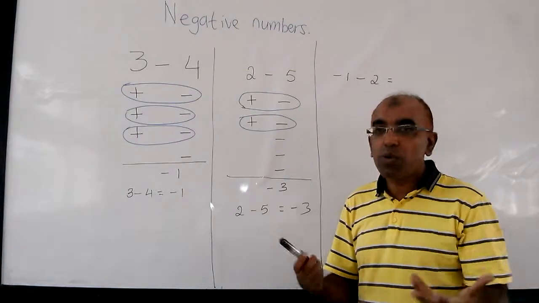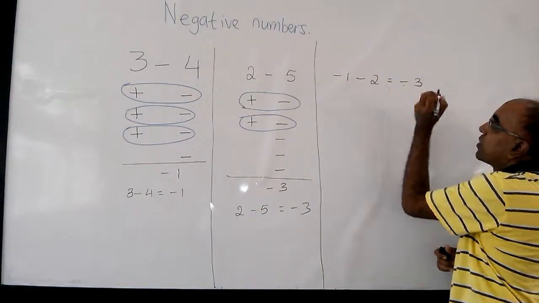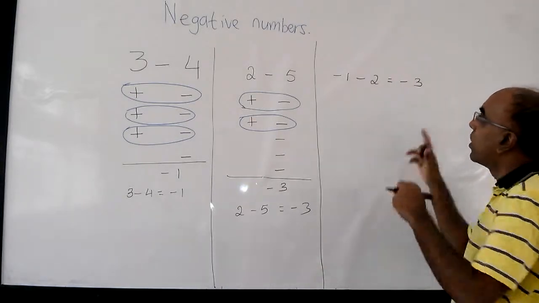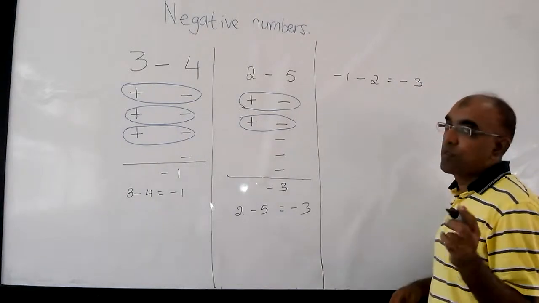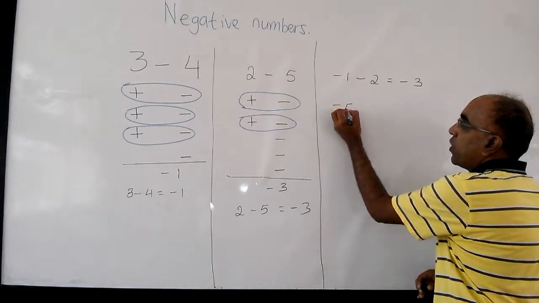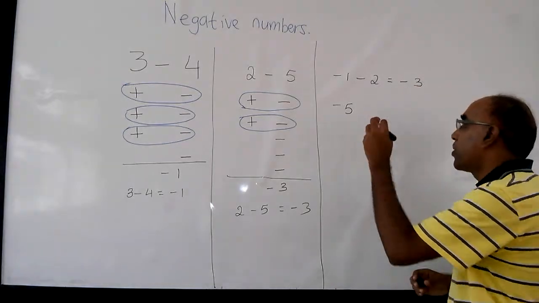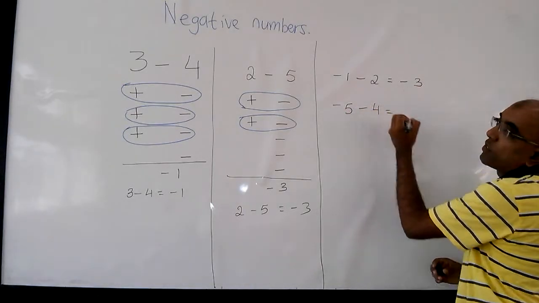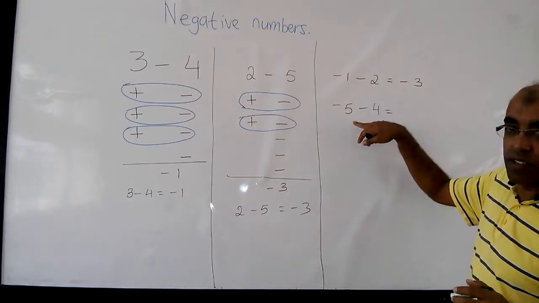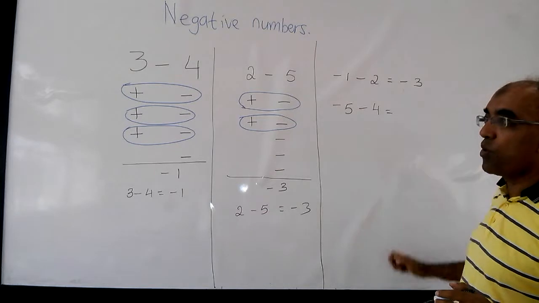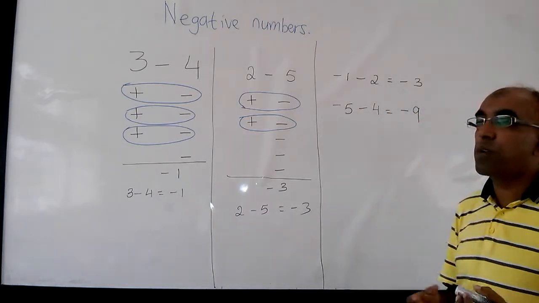Because you owe your friend $3, that minus will indicate that you owe $3. So in the same way, if you are borrowing $5 from your friend and then you borrow $4 from your friend, again you owe a total of 9. You borrow 5, you borrow 4, 5 plus 4 is 9, but because we have borrowed, then it becomes minus 9.